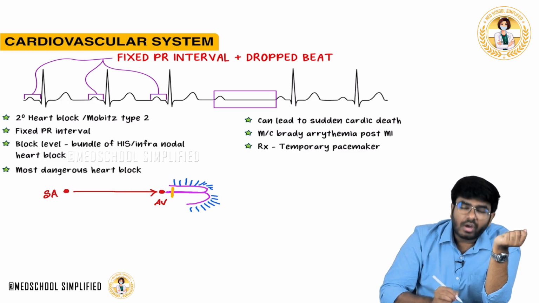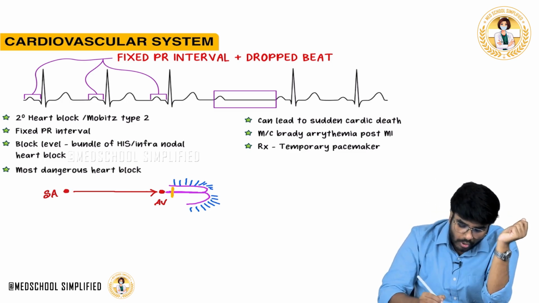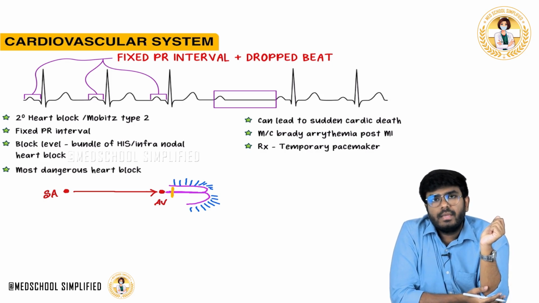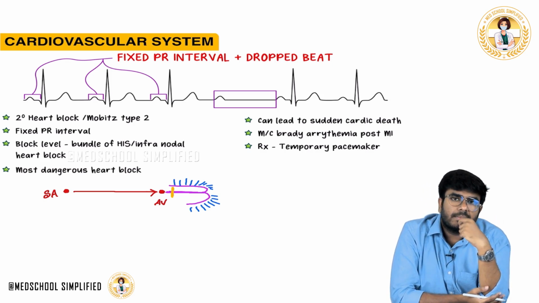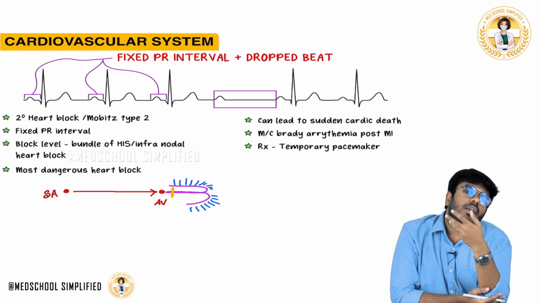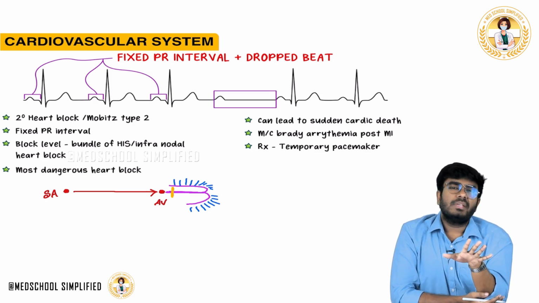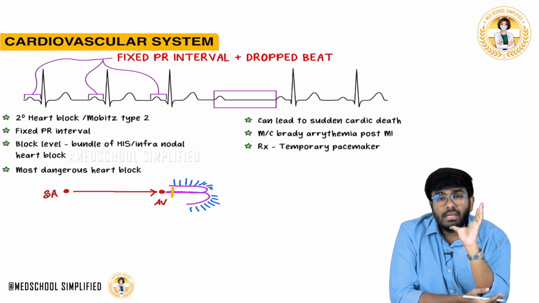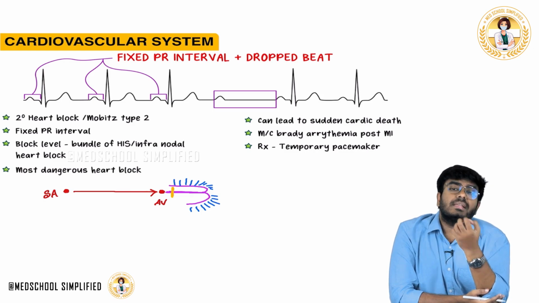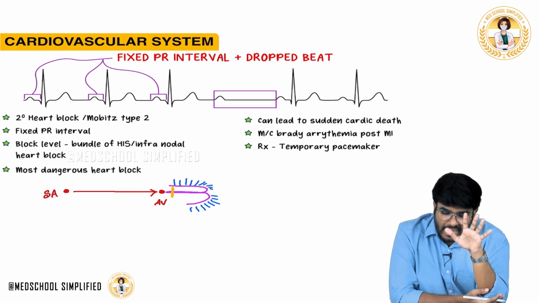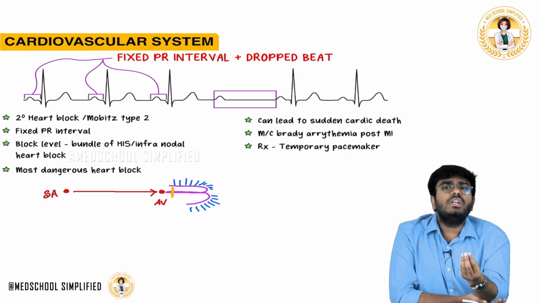The atria are under the control of the SA node. Where is the block? The block is at the level of the bundle of His. Now how many times are the atria contracting? Sir, the atria are contracting on their own, the ventricles are contracting on their own. But we are not concerned about the atria. We are more concerned about the ventricles, because the ventricular rate is now drastically falling, only 20 beats per minute.